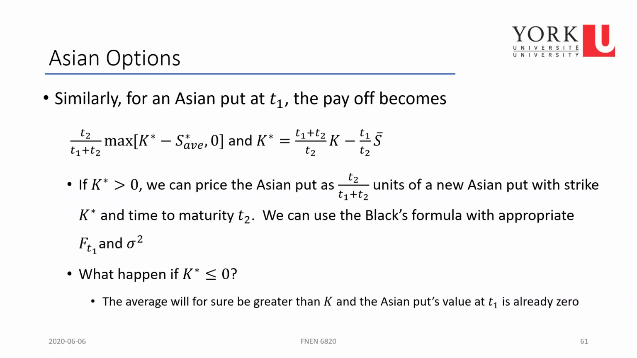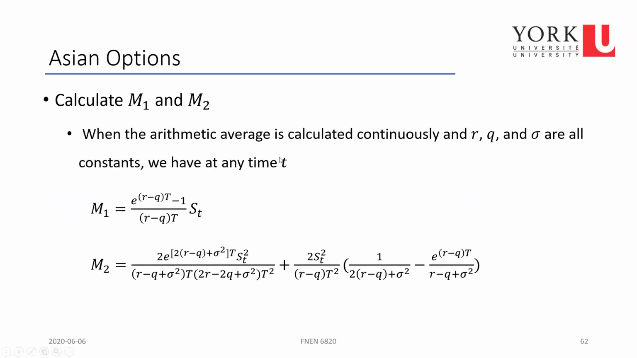Well, if we calculate the arithmetic average on a continuous basis, and let's say the risk-free rate is R, the dividend yield is Q, and sigma is the volatility of the underlying stock, then at any point in time T, M1 is this, which is related to the realized price at T. And M2 is this here, and it's related to ST squared.